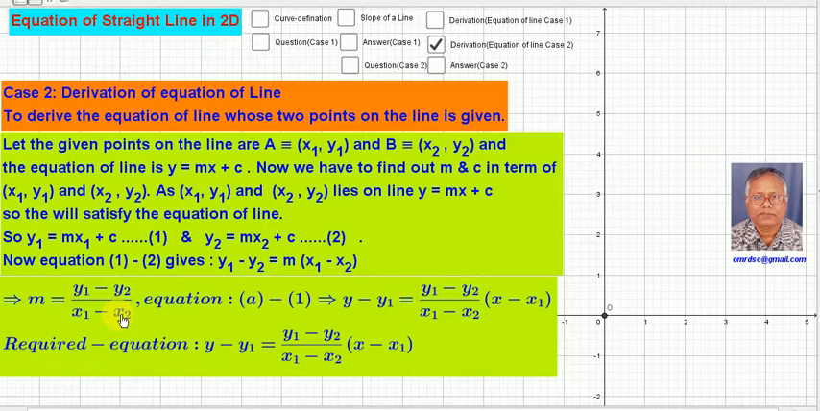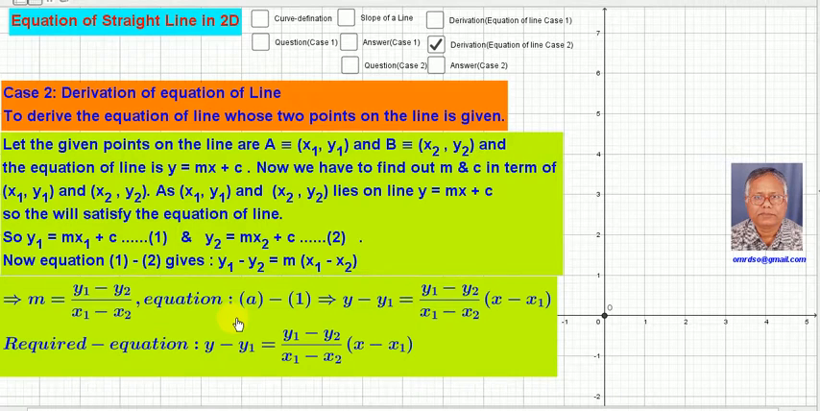Now how can you get the value of c? One way is that you put the value of m here and solve it, you will get it. The other way is just subtract this equation from this equation. From this equation, you subtract equation number 1. We will get y minus y1 is equal to m into x minus x1.